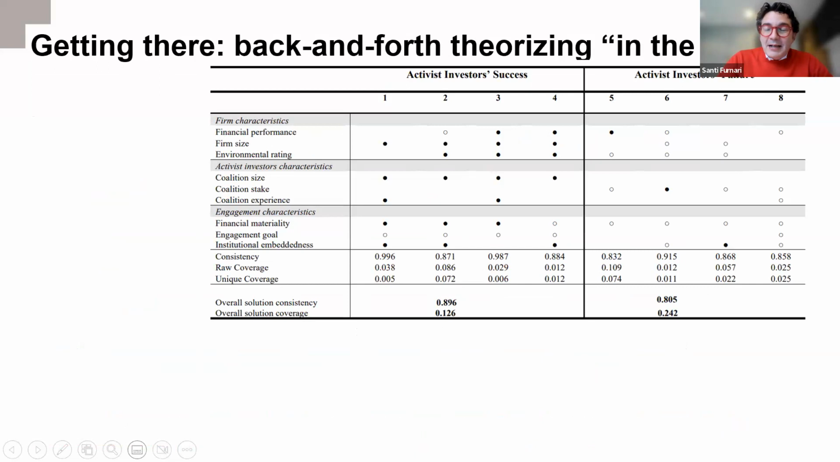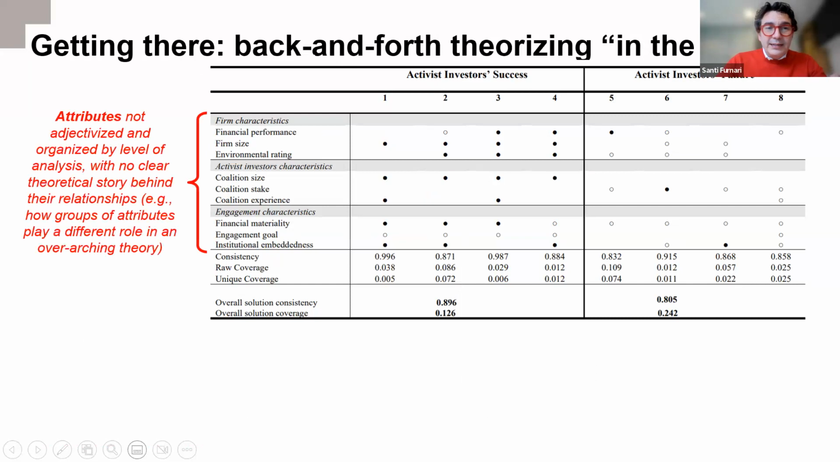This is one of many versions of the table. The final one that you saw previously is the one we eventually published, and this one is one of the many versions that we were playing around with. As we often do with co-authors, we just send each other different versions, right? So what's different here? First of all, if you look at the explanatory attributes, we weren't adjectivizing them, and we were organizing them by level of analysis, which we thought was straightforward.